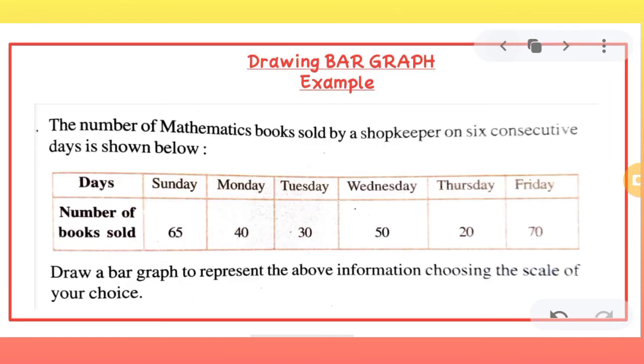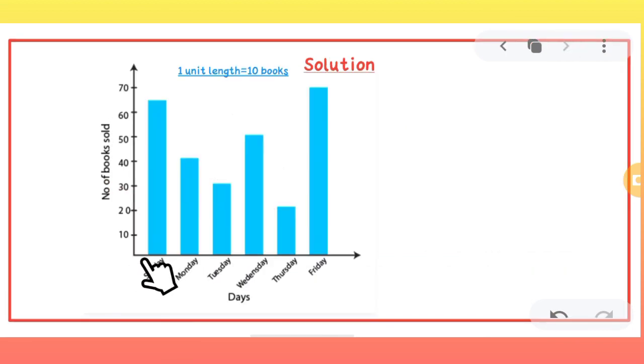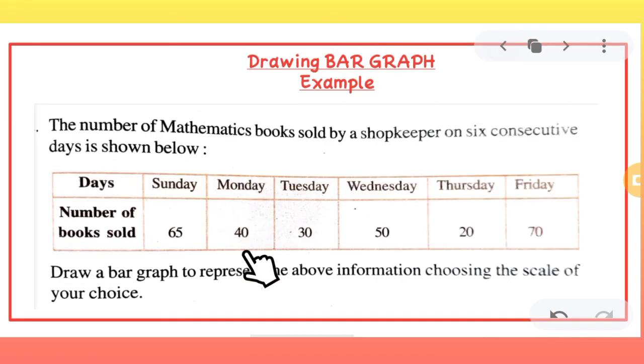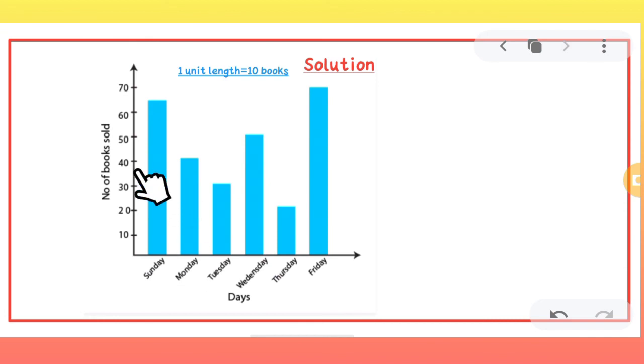Now, first on Sunday, the sale was of 65 books. So for Sunday, we will make a bar. Here I have colored it, but it's not necessary. You can color it, and you can also leave it as a simple rectangle box. So for Sunday, the bar is 65. Between 60 and 70, we will make a rectangle box, 65. Similarly, for Monday, we have 40 books. We will draw a rectangle box which will represent Monday's data, and it will end at the scale of 40. Similarly, we will draw for other days also.